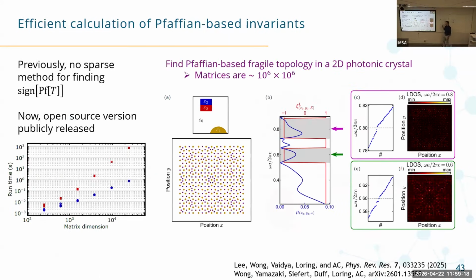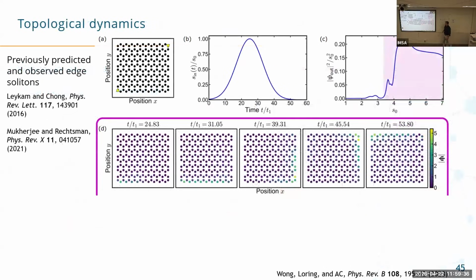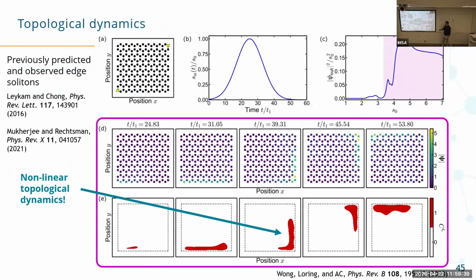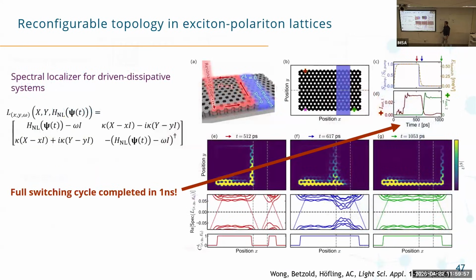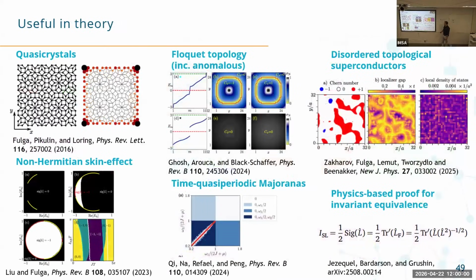We can do this for really big systems. We released code to do sparse sign of Pfaffian algorithms. So this is now in a photonic crystal. It's a different parity-based invariant, but it's got really big matrices. So there's now public code for doing this. I'm going to skip through solitons. We can talk about topology without a gap. If you were to inject some light in here, it can drag with itself a local domain of topologically nontrivial lattice, which itself can talk about topological dynamics this way. And this has potential experimental utility for making reconfigurable topological structures.